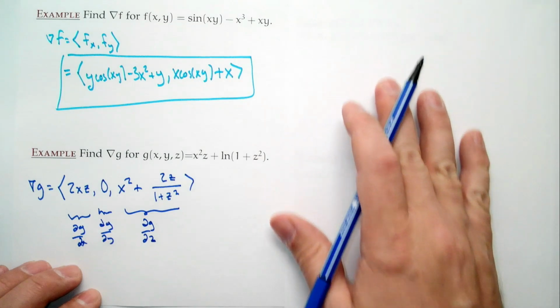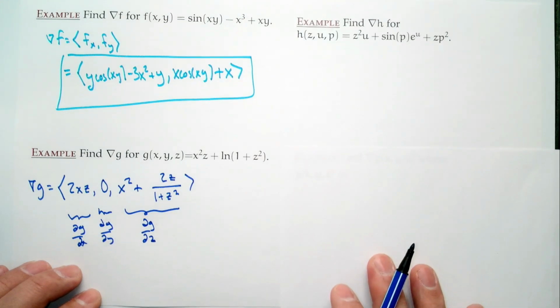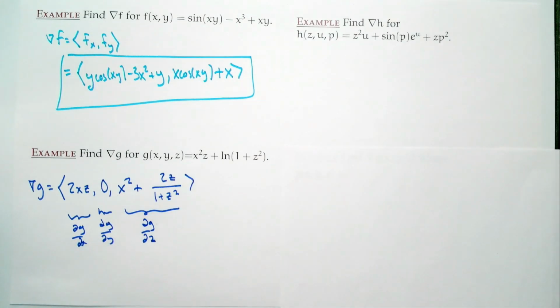All right, well, we're doing pretty well. Let's go to our next example. Find the gradient of h for h of z, u, p equals z squared u plus sine of p e to the u plus z p squared.